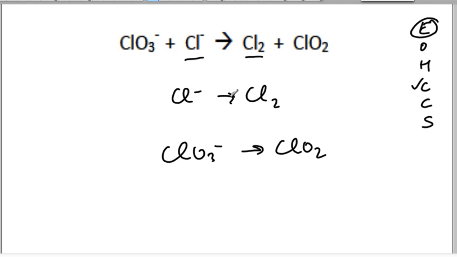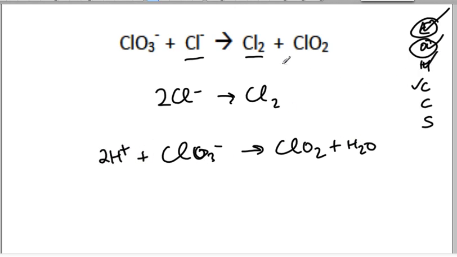Check the elements. The only element here is chlorine. I got 2 on this side and 1 on this side. This will make you crazy if you don't put the 2 there. I put the 2, 1 chlorine, 1 chlorine. Elements are done. I'm on to O using water. No O's, 2 O's, and O3 on this side. So I add 1 water. Done. H's, no H's, 2 H's, so I add 2 H plus to this side.